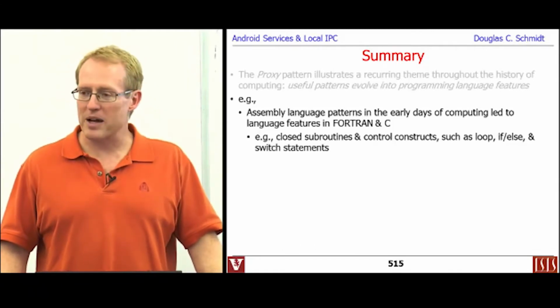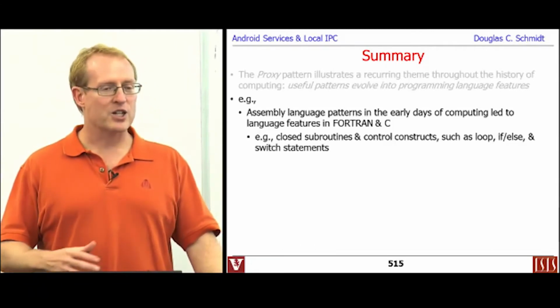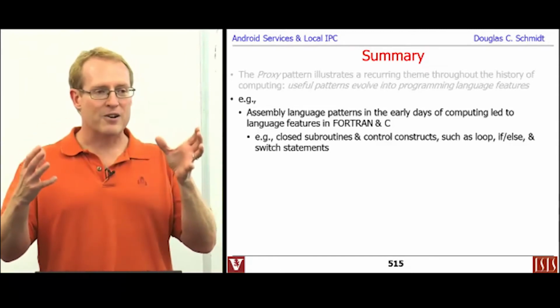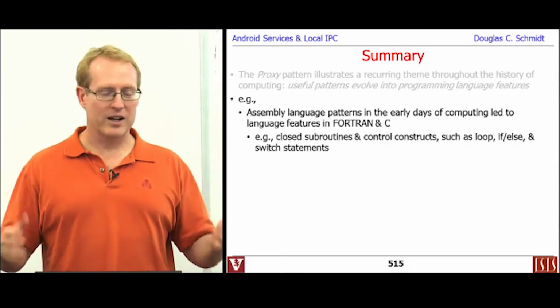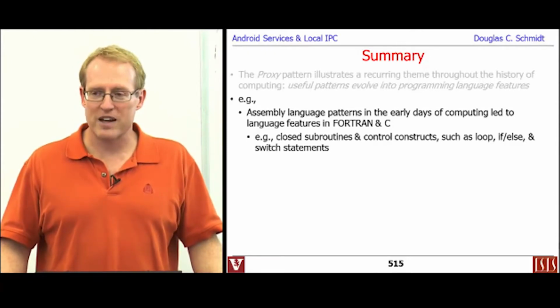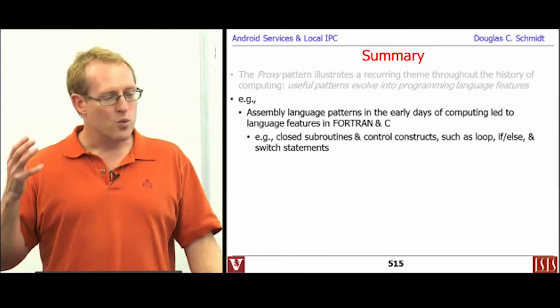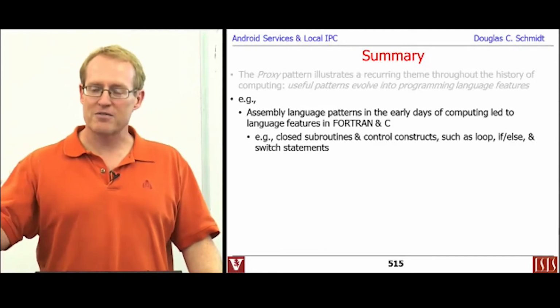Those things all started out by assembly language programmers saying, gosh, if we organize our assembly code in these patterns, it'll be easier for us to maintain. And smart people like John Backus, who invented the first Fortran compiler, said, we can actually automate that. We can build a tool that does that for us.